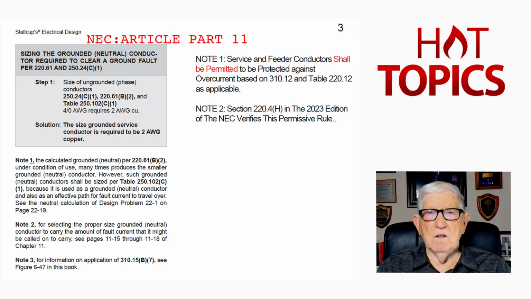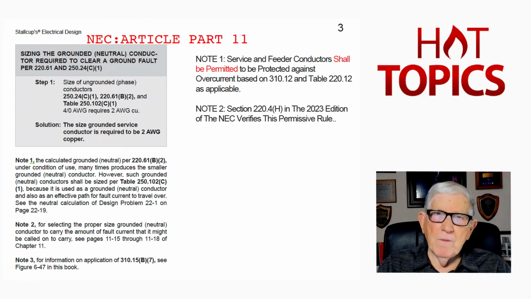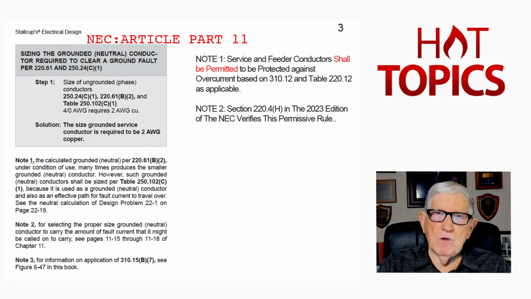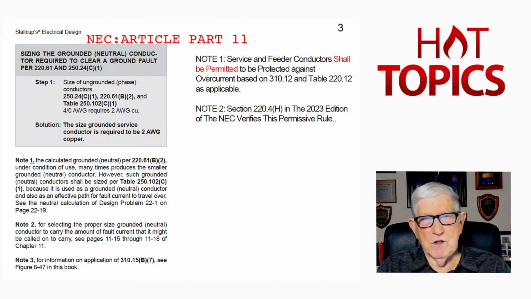the available short circuit current path of 250.102(C)(1) and table 250.102(C)(1), where you have to compare the calculation of the neutral, 220.61, to the table 250.102(C)(1) to see which is the largest. In this case, the number 2 would be larger than the number 3, so we have to select that with this section that we see here.